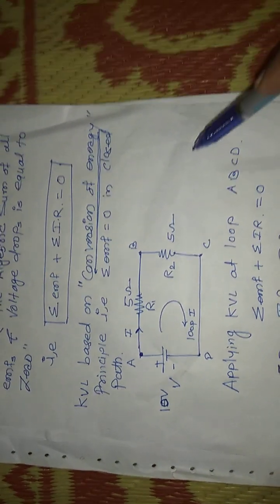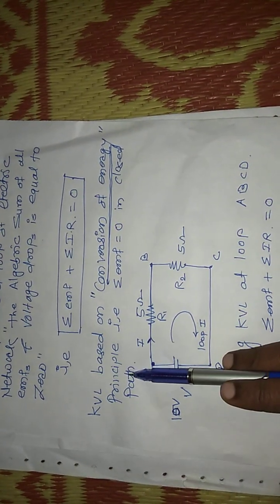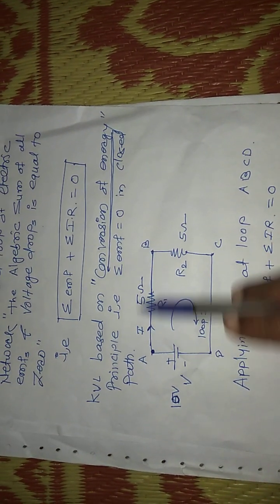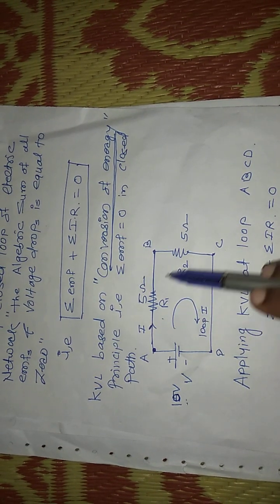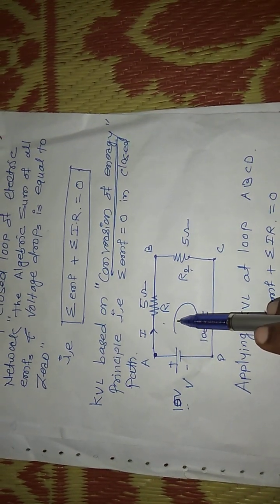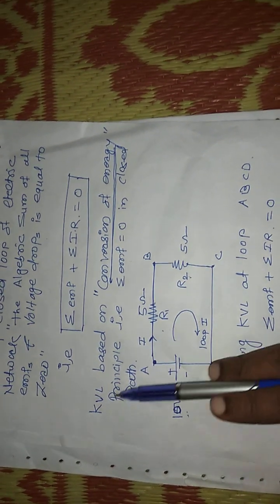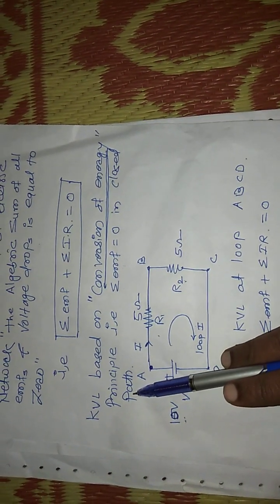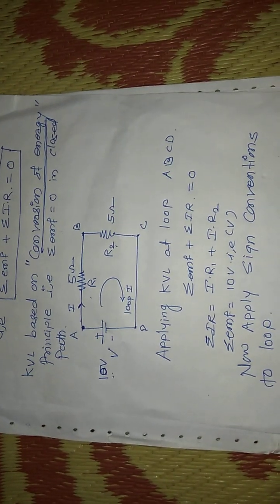Okay, so basically this KVL is based on the conservation of energy principle. That means for the sources in a closed loop, summation of V is equal to V1 plus V2, the voltage drops across each, equal to 0. That is, summation of EMF is equal to 0 in a closed path. It means KVL is based on the conservation of energy principle. So basically we are going to explain how Kirchhoff's voltage law works.